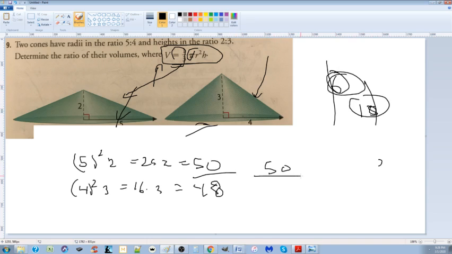Well, 50 by 48, as I said, is fine, but we can look right away and see that this can be divided by 2 and this is divided by 2, and we want it as simple as possible. So the ratios are 25 to 24. You can write it like that.